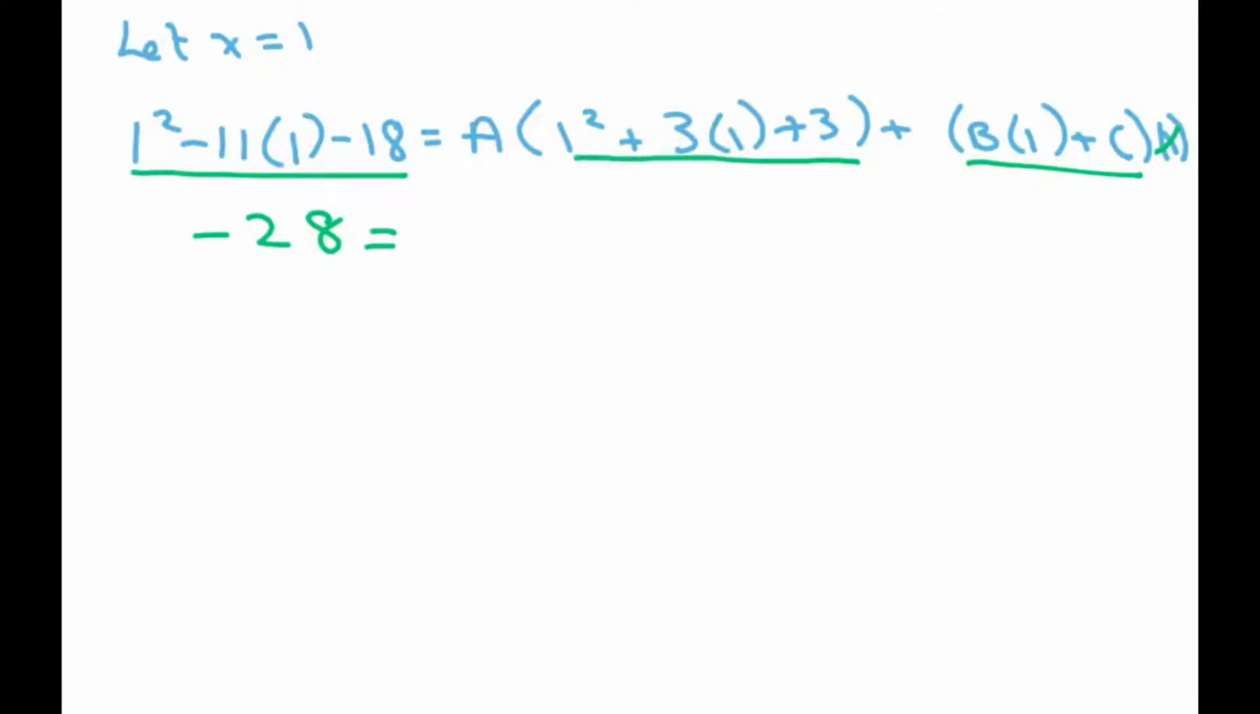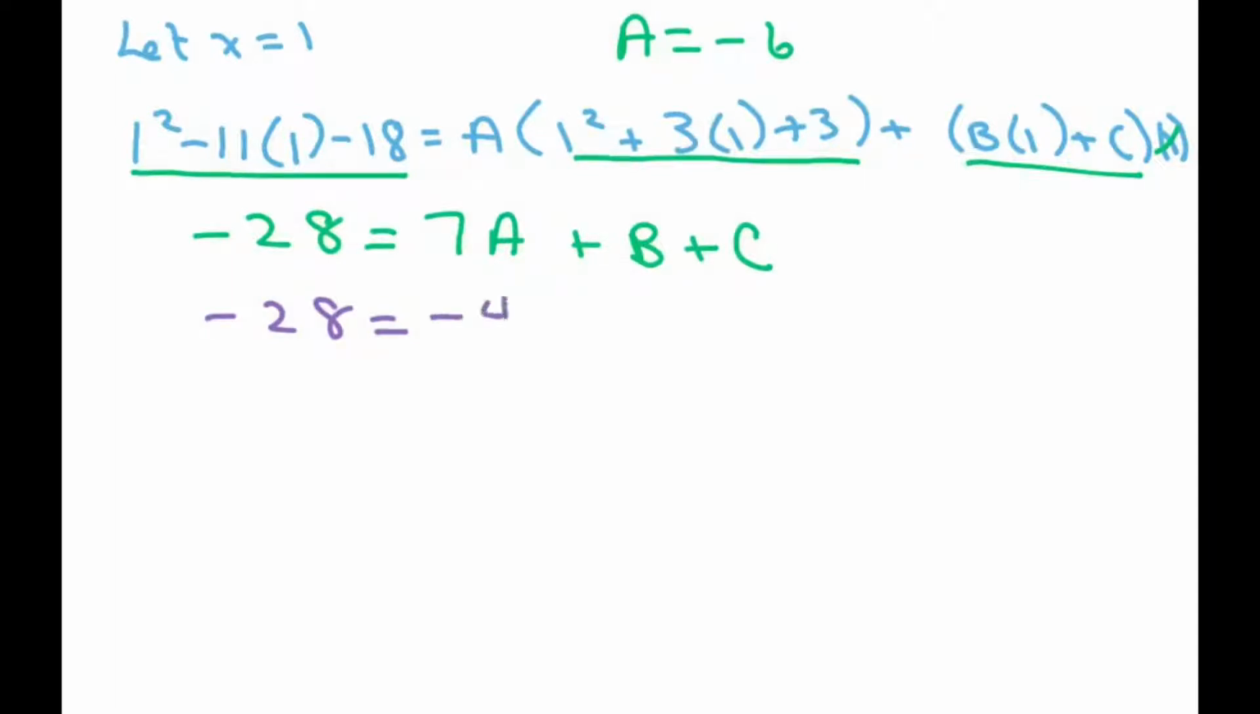This is 6 plus 1 is 7, so you get 7A. And then here we have B plus C. So we know our A equals negative 6 from the previous slide. So you get negative 28 equals negative 6 times 7, which is negative 42, plus B plus C. So you add 42 to both sides, you get 14 equals B plus C. Now the only thing we can do here is get a system of linear equations.